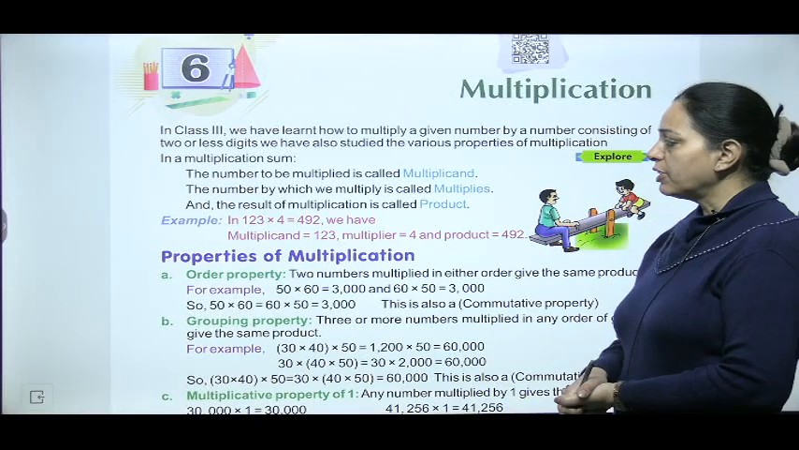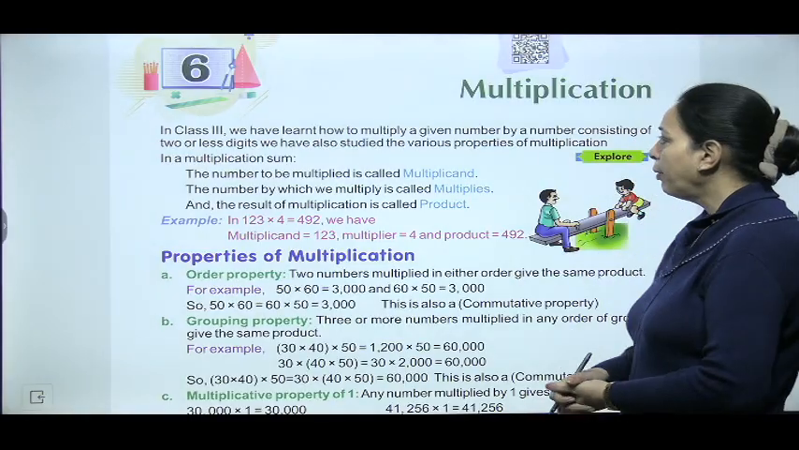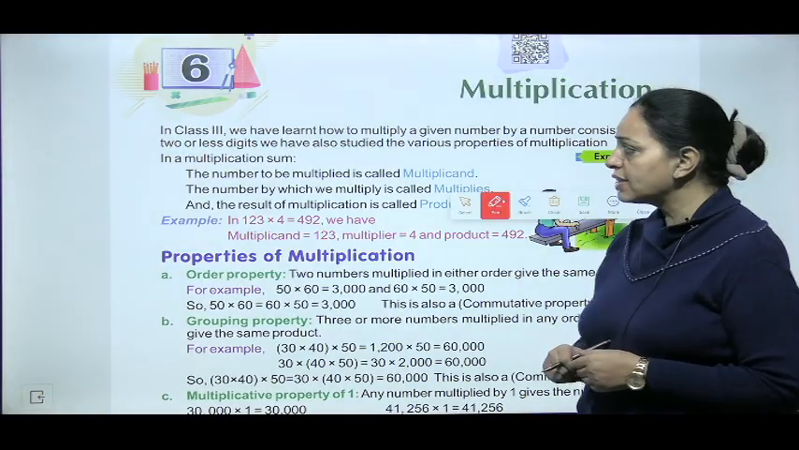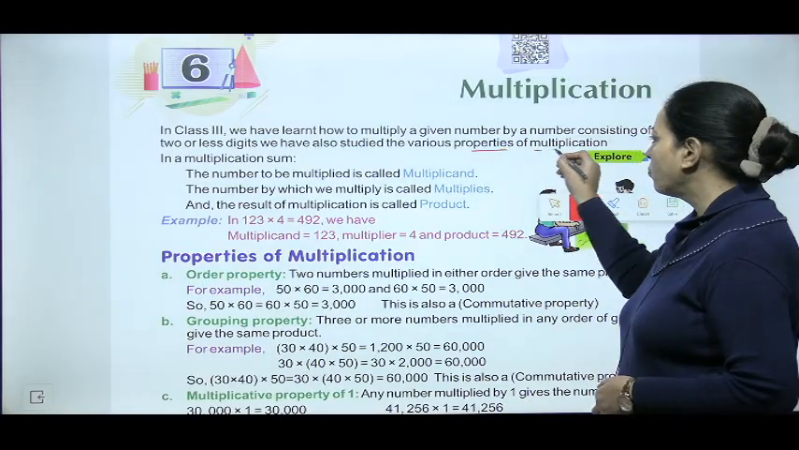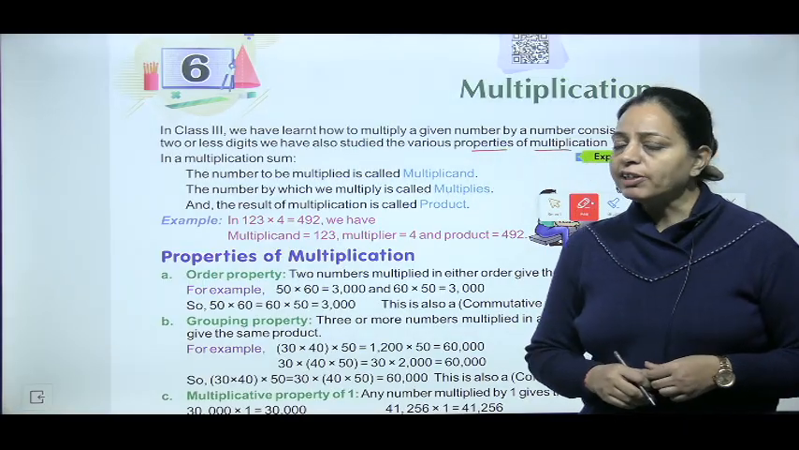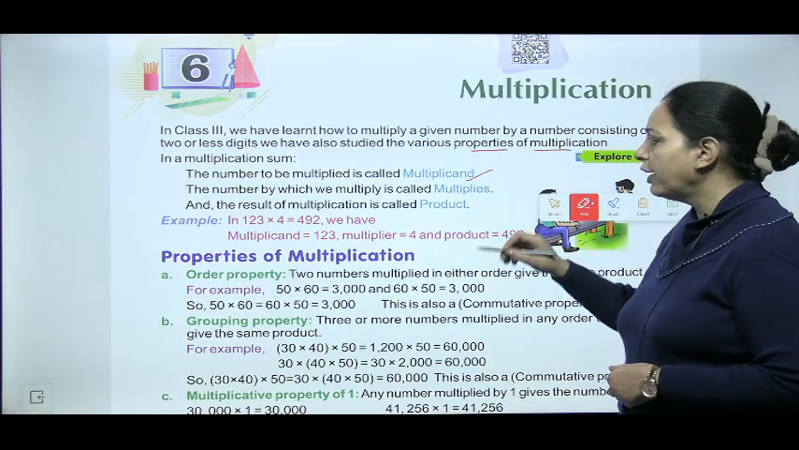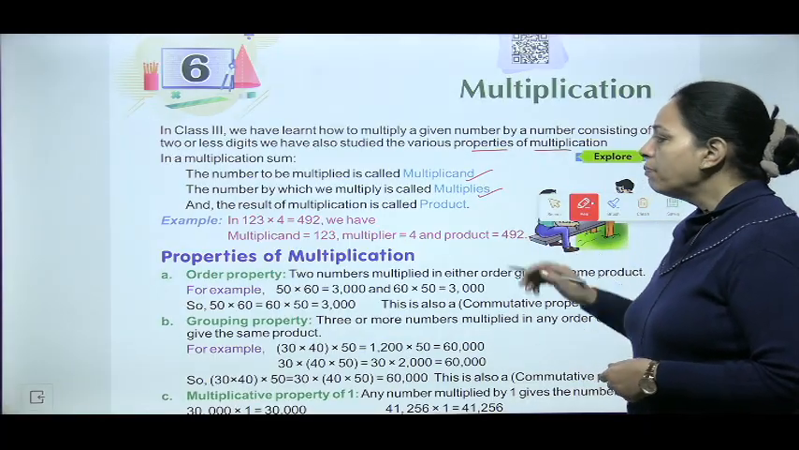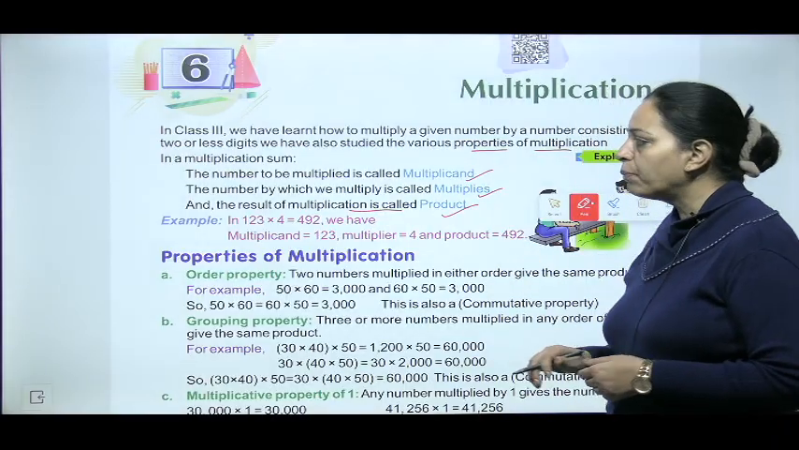Chapter 6 Multiplication. In class 3 we have learned how to multiply a given number by a number consisting of 2 or less digits. We have also studied the various properties of multiplication. In a multiplication sum, the number to be multiplied is called multiplicand and the number by which we multiply is called multiplier, and the result of the multiplication is called the product.